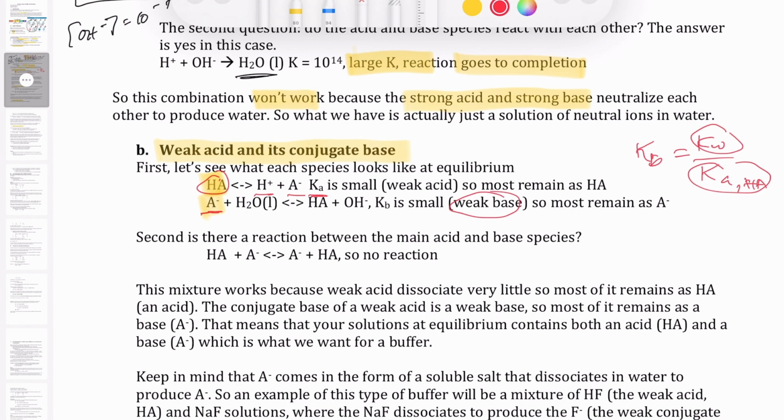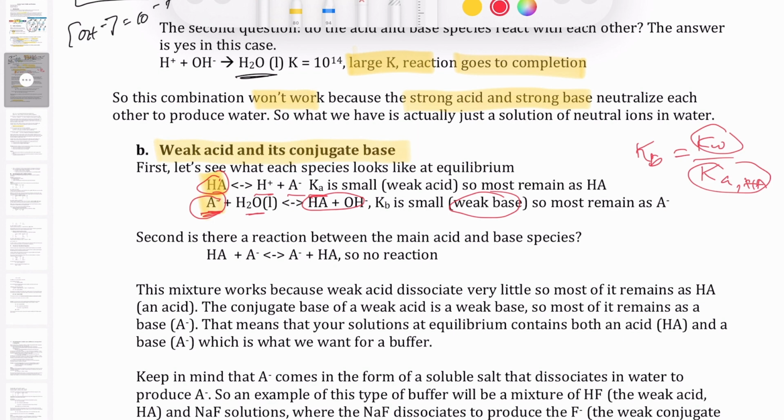So your A minus is going to be a weak base, which again implies that in the reaction of A minus with water that we have in the aqueous solution, we're going to make some products, but it'd be very, very little. Most of our solution will just be A minus. So again, think about what happens now. What you have in your solution is mostly HA and mostly A minus, just floating around there.